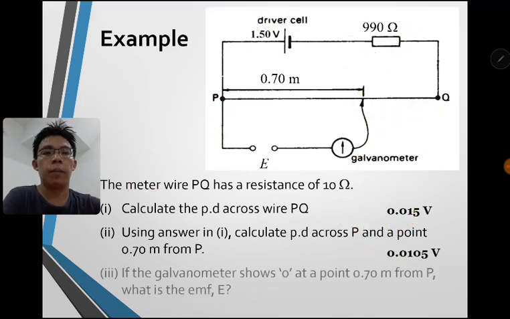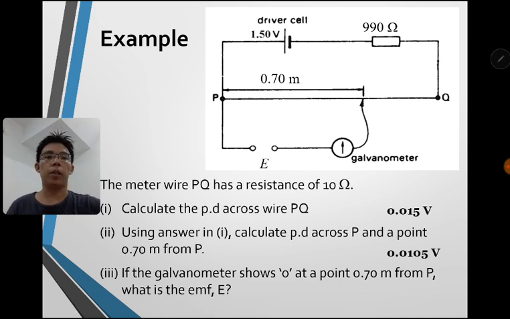Next part of the question: if the galvanometer shows 0 at a point 0.7 from P, what is the EMF E? So the galvanometer, as I mentioned earlier in this topic, is a sensitive ammeter. It has the needle in the middle when there's no current. If current flows this way, it will bend to here. If current flows this way, it will bend to here, and it's very sensitive. So if the galvanometer needle is not moving, it shows that there's no current flowing.